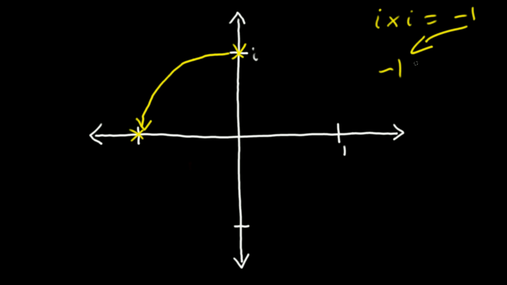What if we were to take that result and multiply it by i? We'd rotate around a quarter of a turn and end up at negative i.